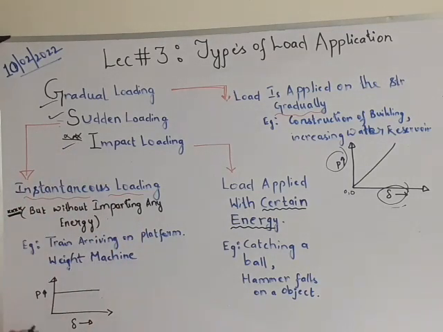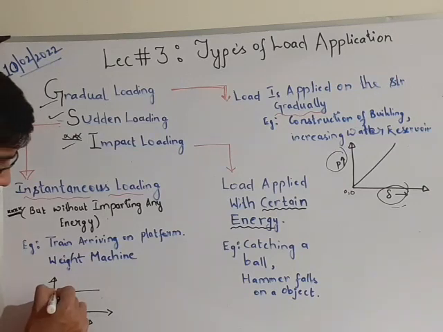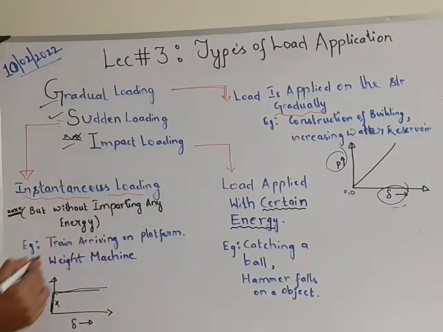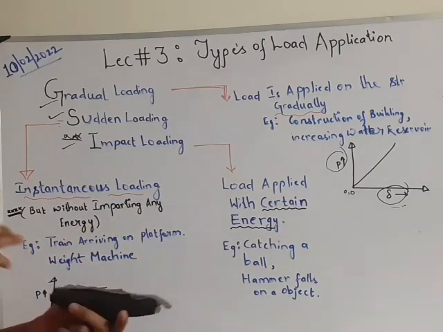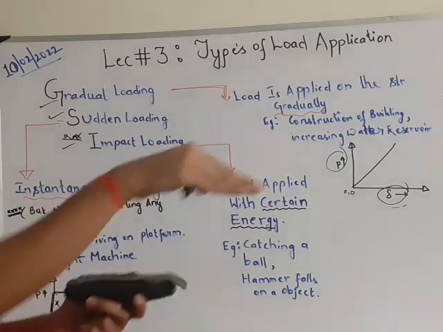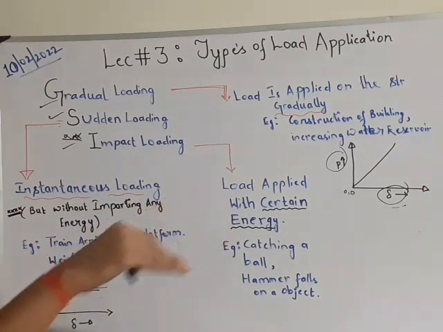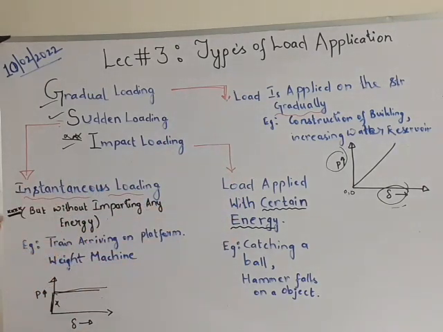The same is explained in this graph. The load is applied suddenly, so it doesn't start from 0; instead it starts instantaneously from some magnitude, say x, and then the deformation continues. An example is a train arriving on a platform. As in the same example of the road, a train suddenly comes onto the platform, but it doesn't impart any energy. The same is the case with a weighing machine.